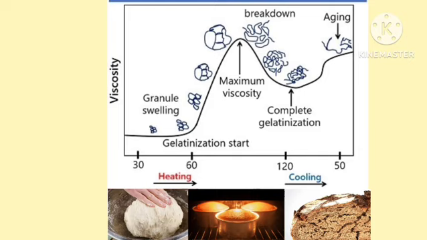And the last stage, upon cooling of the product, the starch molecules start reassociating themselves. This process is called retrogradation, and this leads to a firming of the product, and with time, staling or aging occurs.